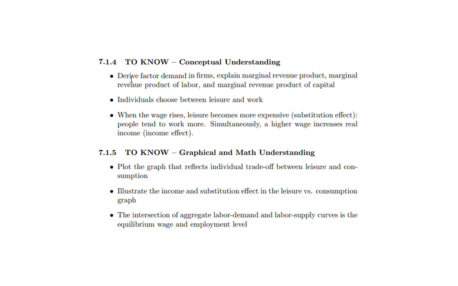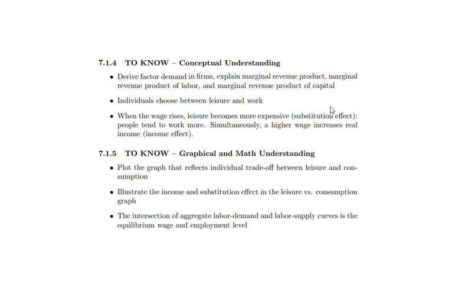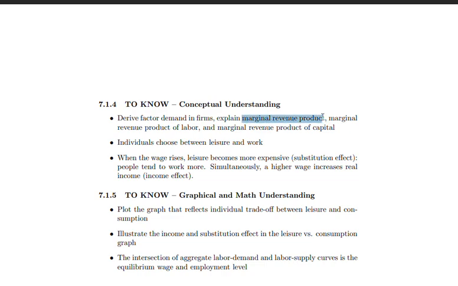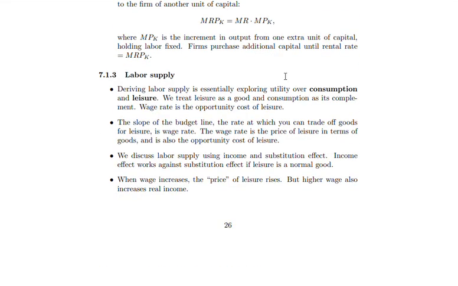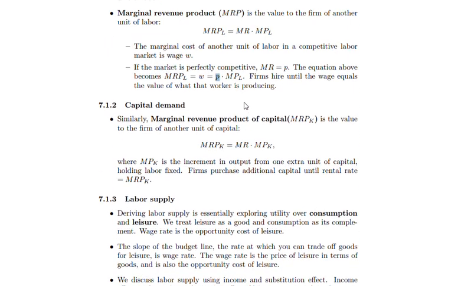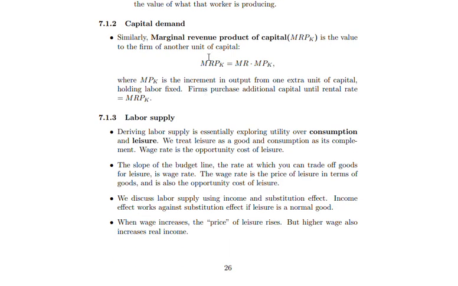What to know here? The first is derived factor demand: explain the marginal revenue product of labor and the marginal revenue product of capital, which we see here. The marginal revenue product of labor equals marginal revenue times the marginal product of labor; in competition, that equals wage, which equals the marginal product of labor times price, and capital is similar.